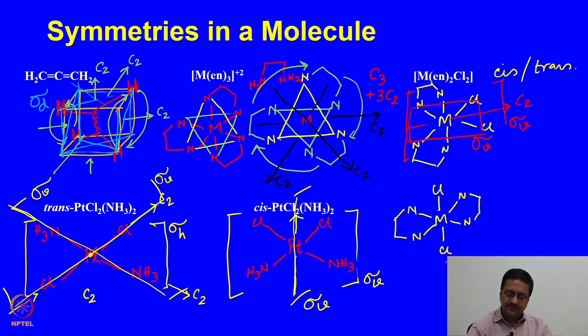In this particular case, when it is trans, it has a C2 axis bisecting the equatorial plane, and it has a mirror plane which is the plane of the molecule, equatorial plane of the molecule, which is sigma h. It has other sigma plane, other C2 axis, which is like that, which divides the molecule into two parts. It has two more C2s like this. So, it has actually three C2s and several sigma planes.